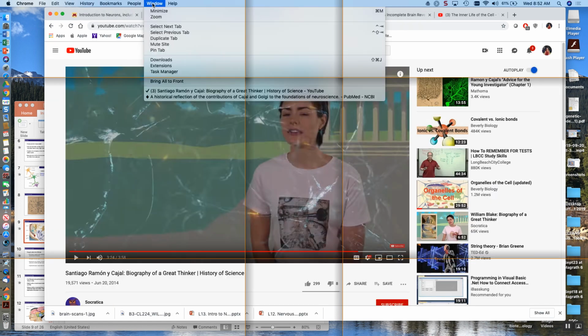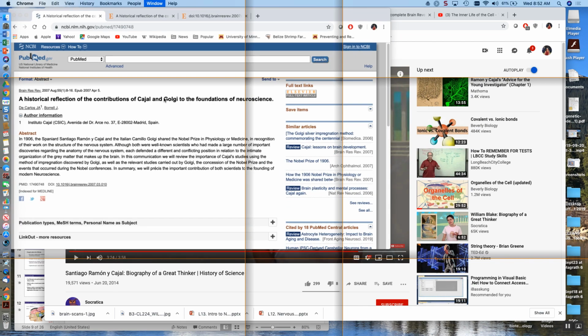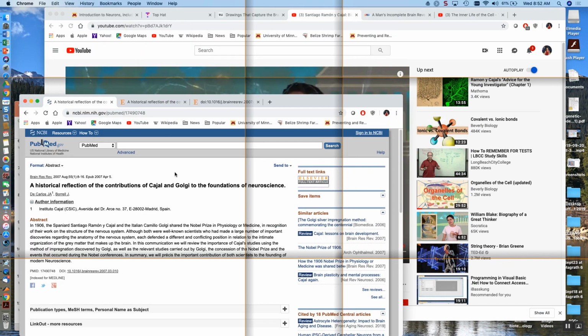Okay, so this is a historical reflection of the contributions of Cajal and Golgi to the foundations of neuroscience. I'll post this for you, but it really details what happened at the ceremony for the Nobel Prize. Golgi and Cajal were both awarded the particular Nobel Prize that year. It was a joint award, and because they were in conflict with each other, at the award ceremony, when they received it, and their presentations, Golgi got up first, and then Cajal.